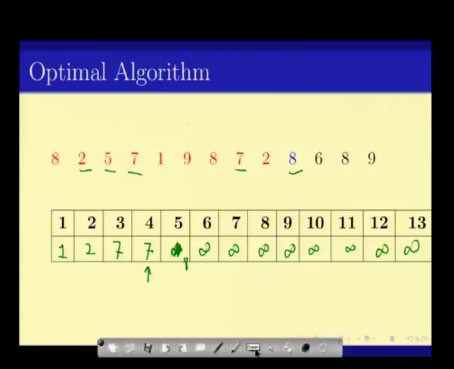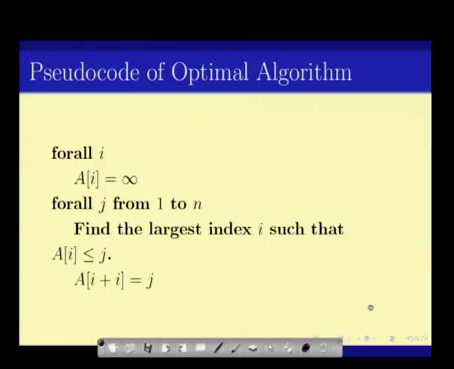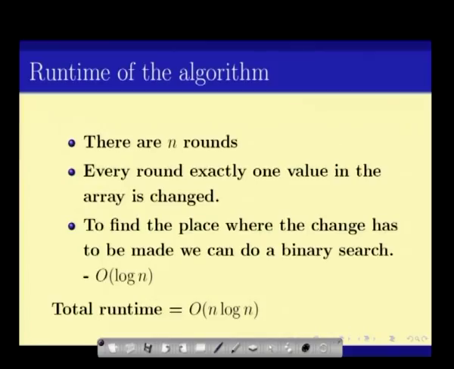So, in other words, we will be able to keep on updating this array every time. The idea is that every time we find the largest index i such that A i is less than or equal to A j, and update A i plus 1 equals A j. The runtime of the algorithm is simple. We have n rounds. Every round we have to find the largest index which is smaller than the element we are looking for. For that we need to do a binary search which takes order log n steps. So, in other words, the total runtime will become order n log n, better than the order n square that we had.